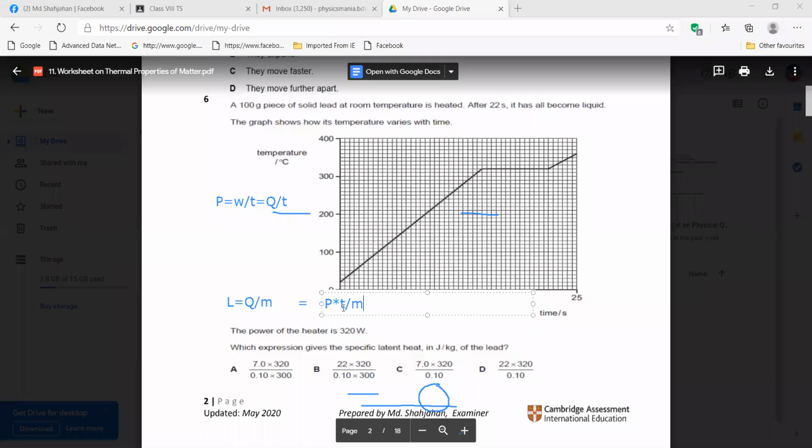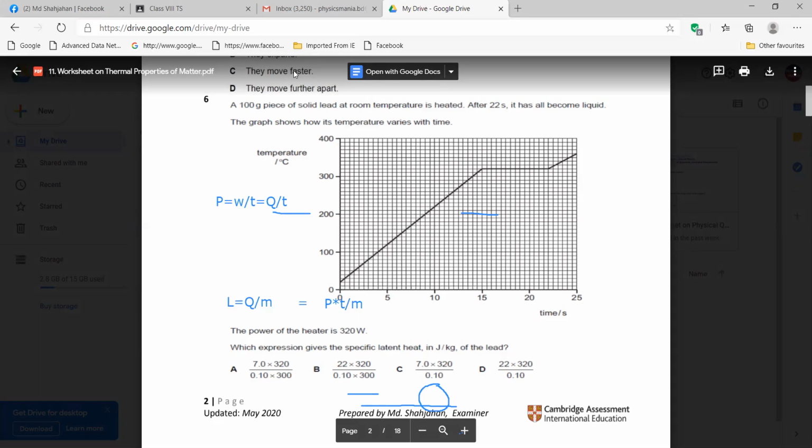P multiplied by T divided by M. P is here 320. T is here 22. Then the answer is D for Dhaka, right? Yes, sir. So this question I told you is a little bit difficult. Its difficulty level is high.